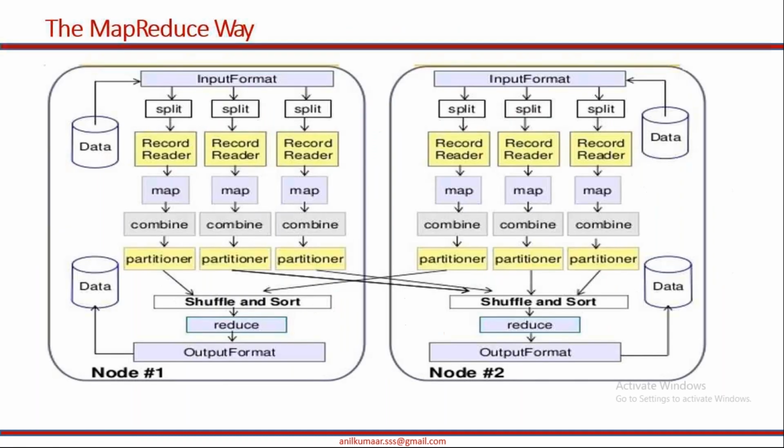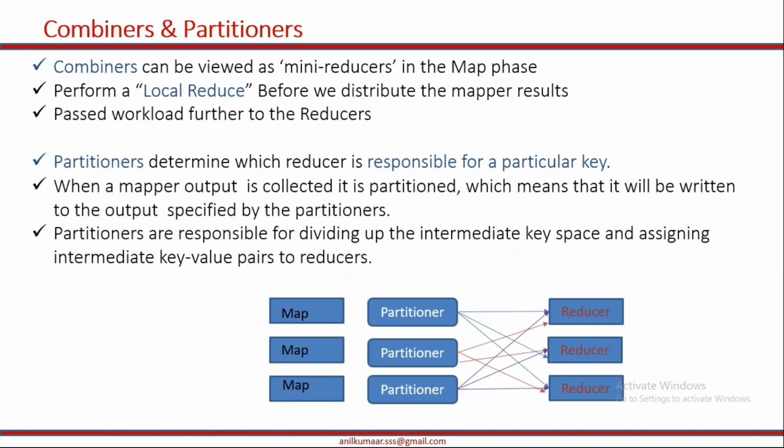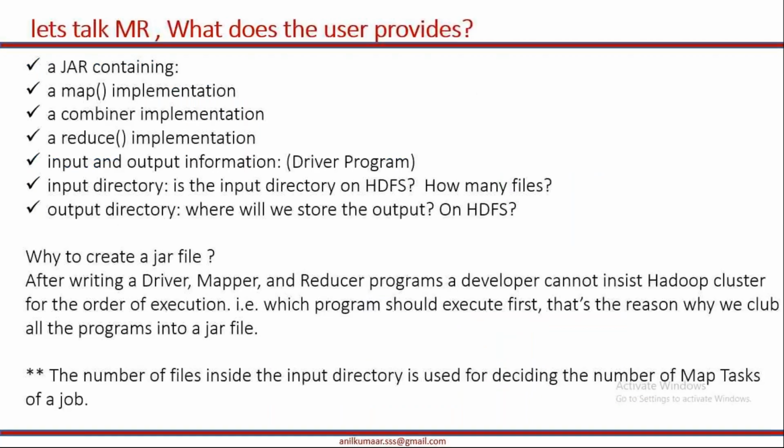And what about the partitioner here? The partitioner determines which reducer is responsible for a particular key. What do you mean by that really? When does it happen and how can it be implemented in real time?